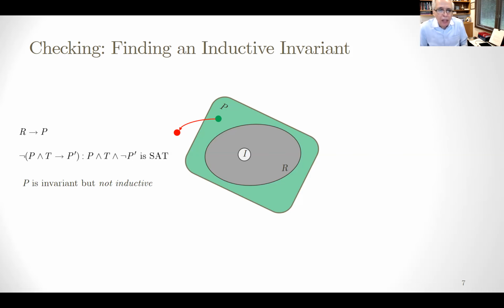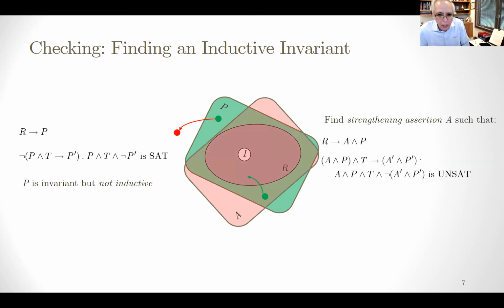If it is SAT, we know that P may be invariant, but it's not inductive. We can exit P and reach an unsafe state. So what we need in that case is to find some assertion A such that R implies both A and P, and that both A and P are closed under the transition relation. So we want to show that A and P and the transition relation implies that I stay in A and P after the transition. So we get an UNSAT result from our query.